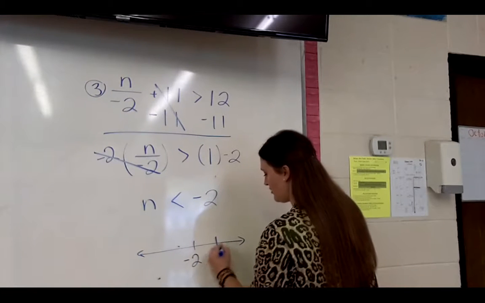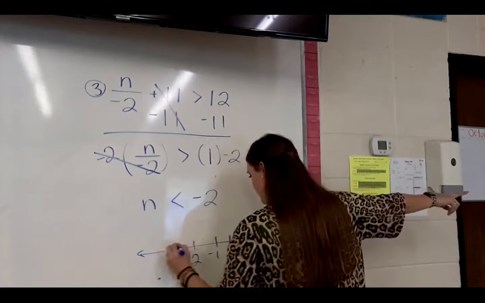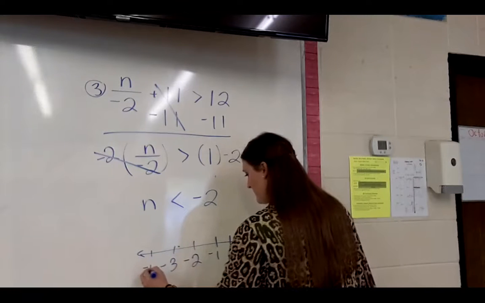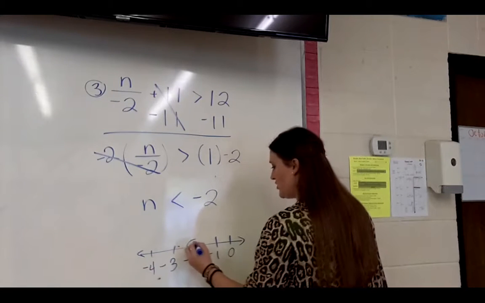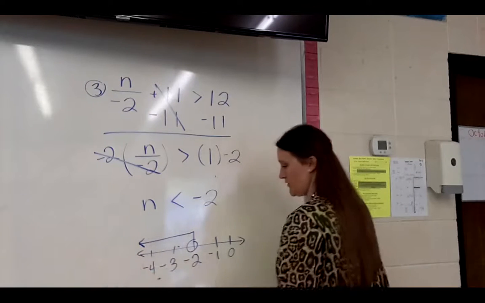When you make your number line, remember it gets bigger going this way. So it's an open circle, and n is less than -2.